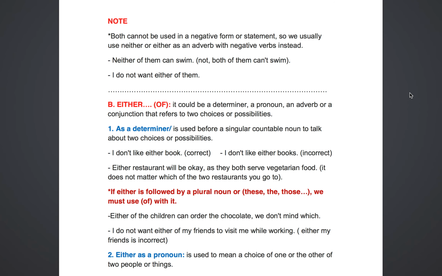Here we have an example. Neither of them can swim. You cannot say both of them can't swim. It doesn't make sense. You have to figure out from the meaning how we can use these conjunctions we have. Depending on the meaning, it's much easier for you instead of just memorizing the formulas we have. I don't want either of them, so you cannot say I don't want both of them. Doesn't make sense at all.